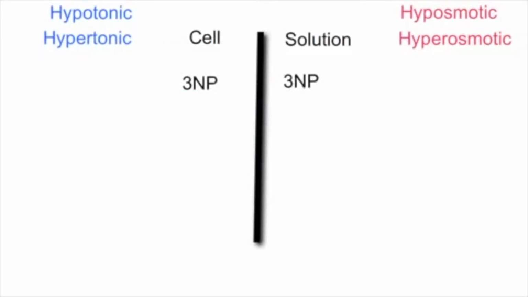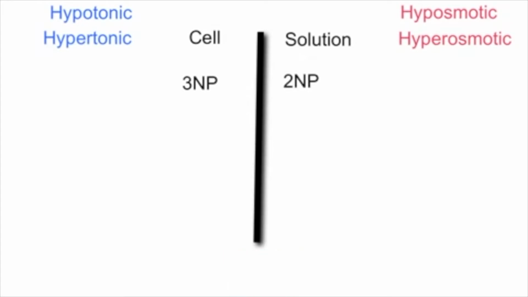In this example, we have 3 non-penetrating solutes in the cell and 3 non-penetrating solutes in the solution. For osmolarity, we're looking at the solutes. So because there are 3 non-penetrating solutes in each, we can conclude that the solution is isoosmotic. When looking at tonicity, what helps me is looking at where the concentration of water is going. In this example, there are 3 non-penetrating solutes on each side, so there's going to be no net movement of water.